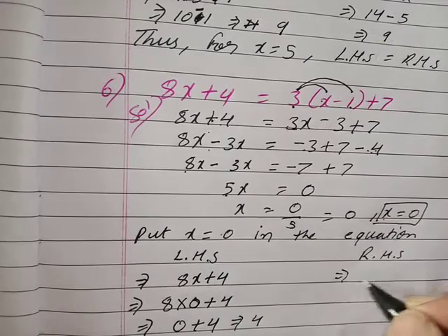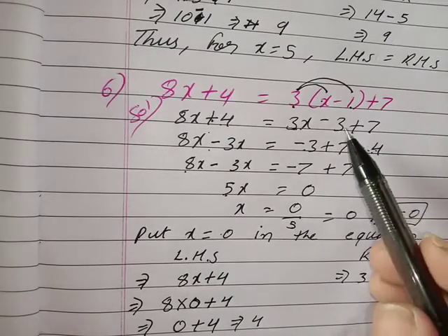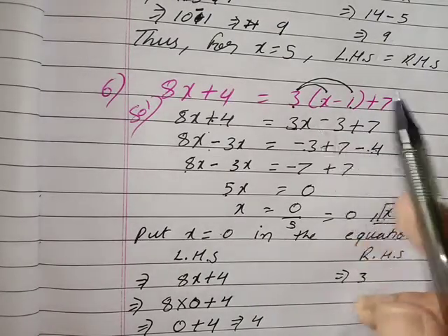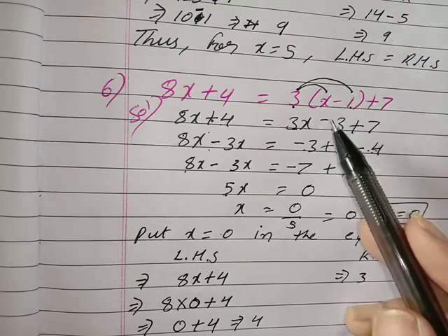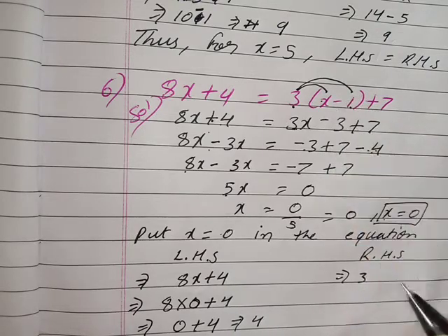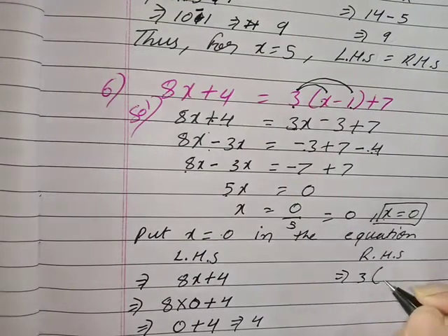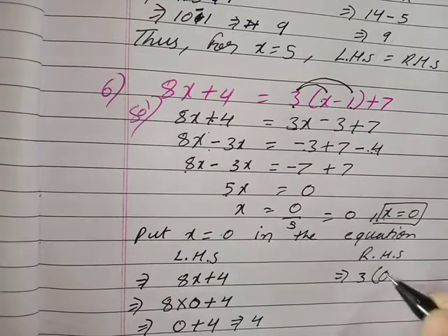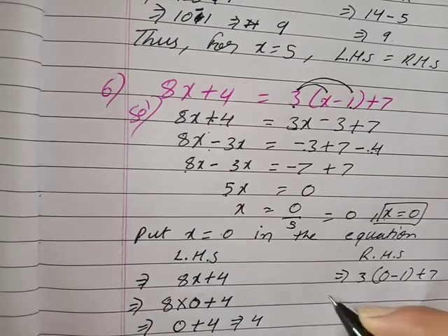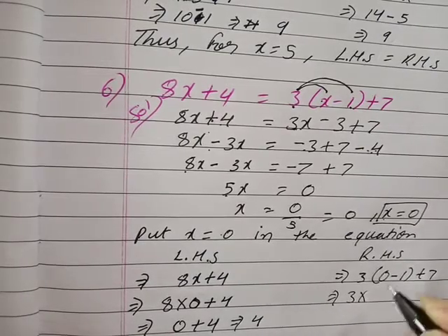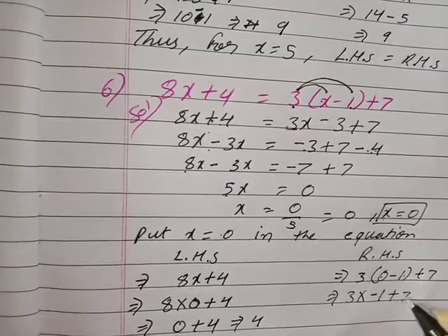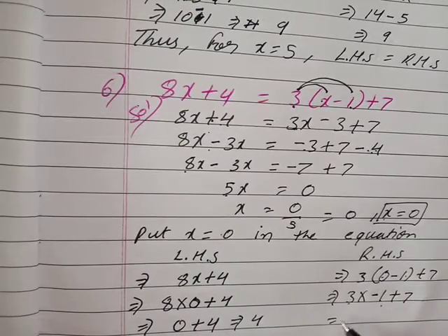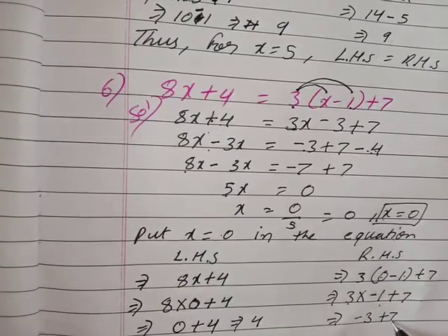Now in the RHS part, we'll take this part. We can also take the other part, but then we'll have to open the bracket. Okay, let's take this part. So 3 into (x minus 1) plus 7. Put the value of x, which is 0. So 3 into 0 minus 1 plus 7. 3 into minus 1 is minus 3, plus 7.